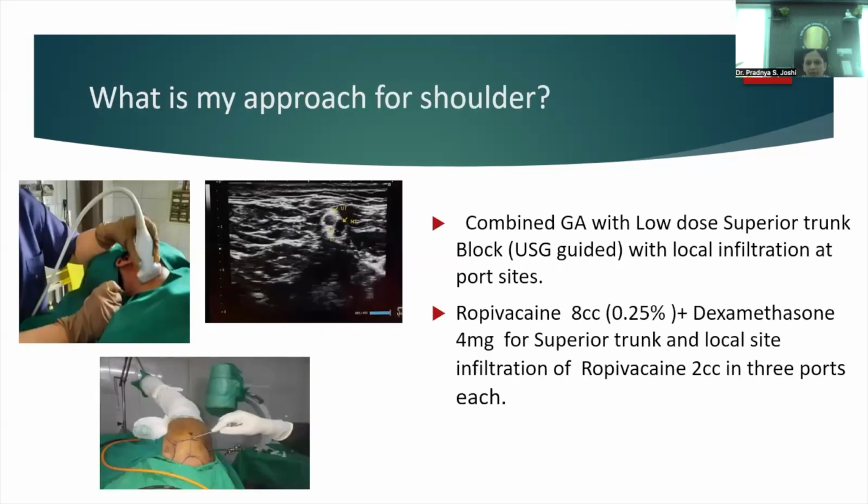Now, what is my approach for the shoulder? I will always prefer the combined approach with general anesthesia and the low dose superior trunk block, which is USG guided. Ropivacaine 8 cc with dexamethasone 4 mg. I will always use a low concentration of ropivacaine in combination with general anesthesia. And the local infiltration with ropivacaine at every port, that is all 3 ports of the shoulder surgery.